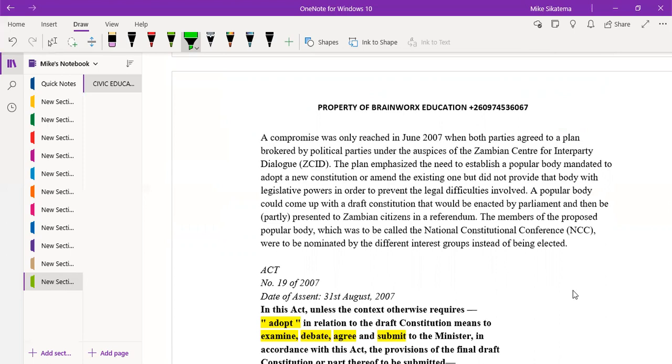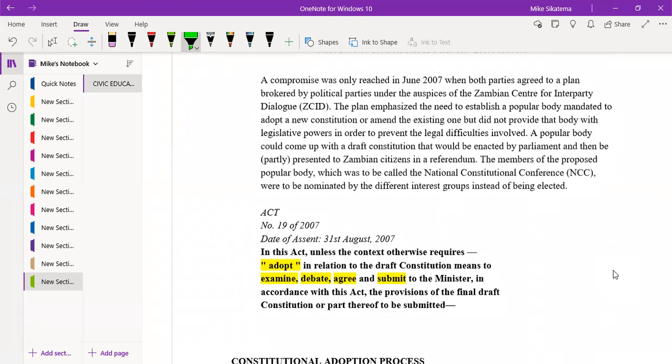It's a very long story, but I'm going to tell you how it ends by summarizing the process. And this is how the story ends. And this is actually a very brilliant conclusion to the story. A compromise was reached in June 2007 when both parties agreed to a plan brokered by political parties under the auspices of the Zambian Center for Inter-Party Dialogue.